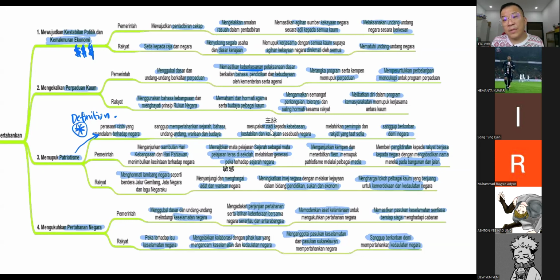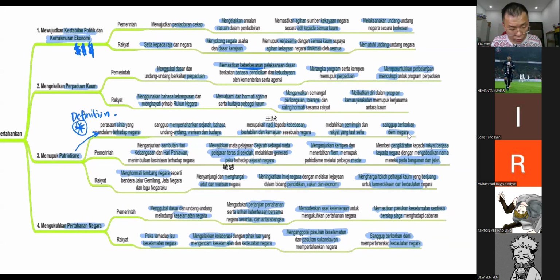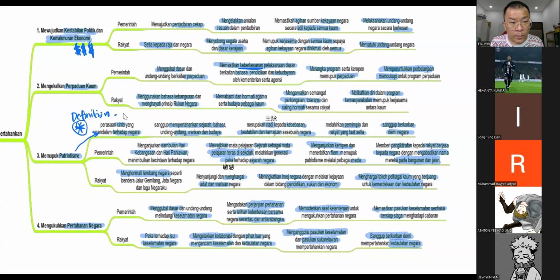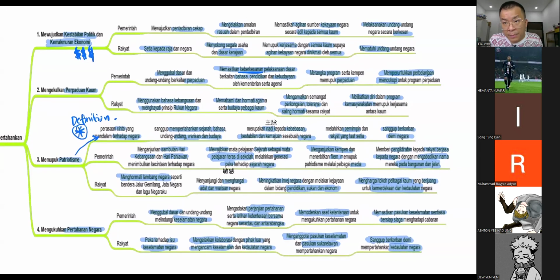That is our nadi, means it is our core. Our core reason, it is the core reason why we are stable, free, and kemajuan negara. So pemimpin dan rakyat taat setia. Are we willing to sacrifice to protect our country? So how to do it? How to make people patriotism?